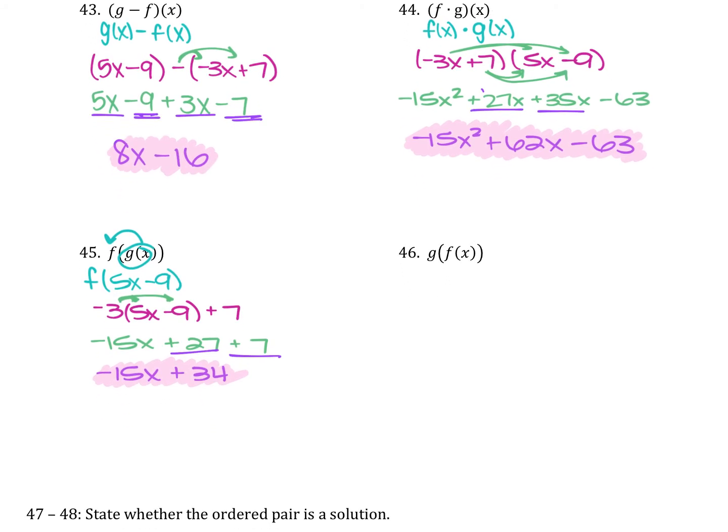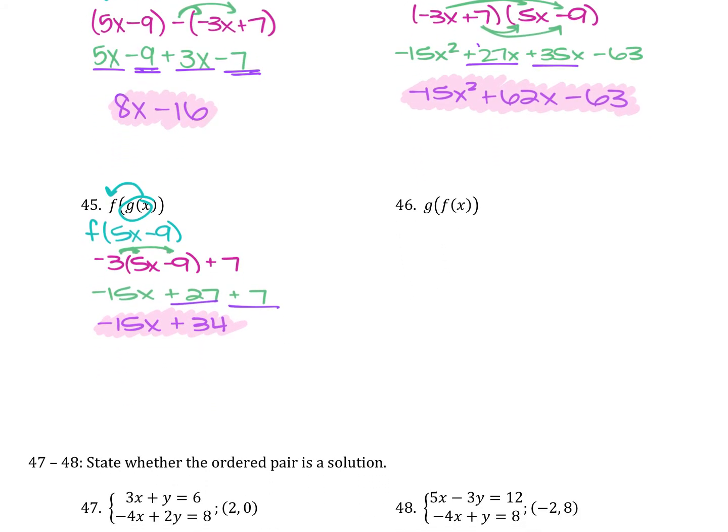For 46, we have g of f of x. So we're going to take the f of x now and plug it in for x in g of x. So we're really doing g of negative 3x plus 7. So f of x is the negative 3x plus 7. We're plugging that in for x in the 5x minus 9. So that's going to be 5 times negative 3x plus 7 minus 9.